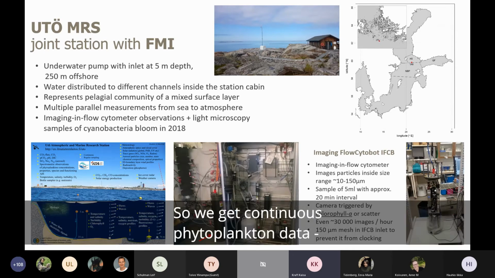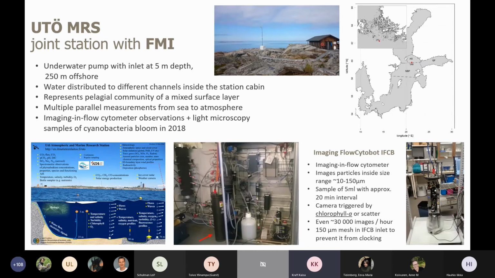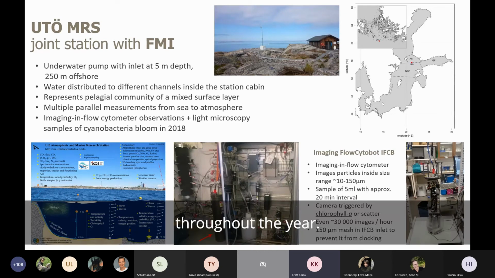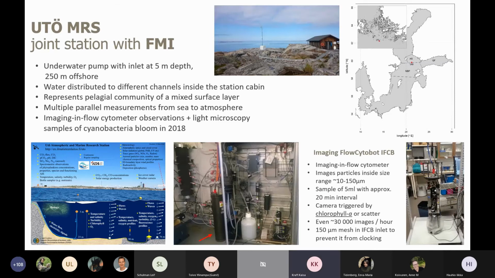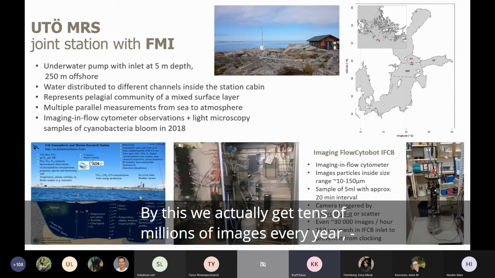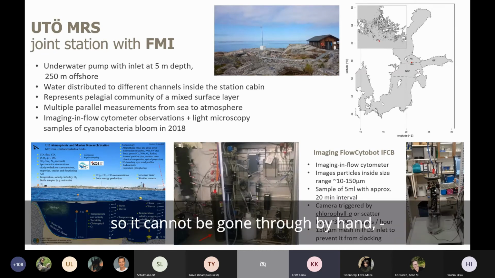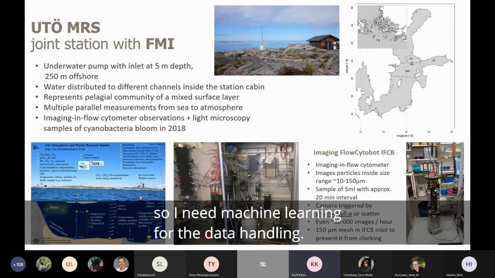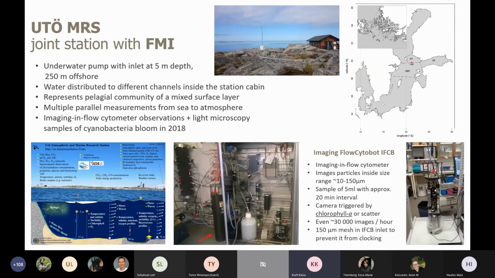And so we get continuous phytoplankton data throughout the year, for example. And by this, we actually get tens of millions of images every year. So it cannot be gone through by hand. So I need machine learning for the data handling.